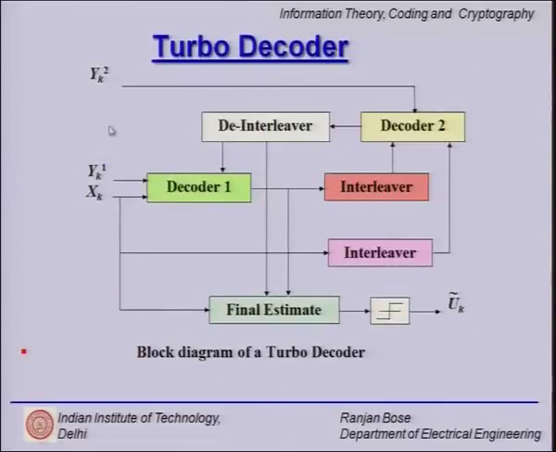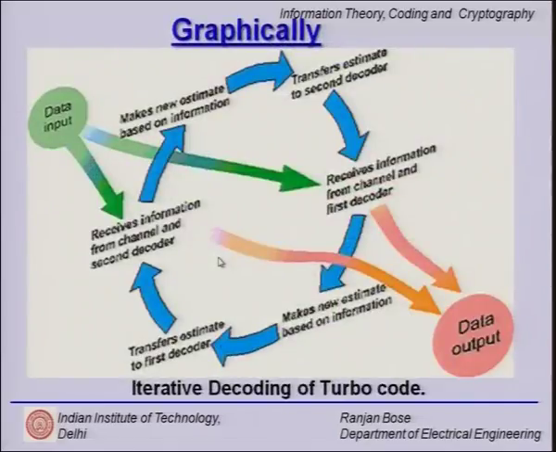So, this is what we had sent: yk2 goes to decoder 2, yk1 and xk go to decoder 1, which gives an estimate. So, it interleaves and passes on to decoder 2, so that it can mimic encoder 2, and then together it does a deinterleaving and passes the message. So, it goes on and on. So, graphically let us see what is happening.